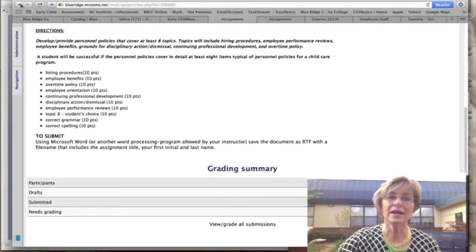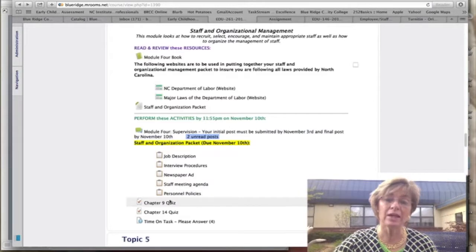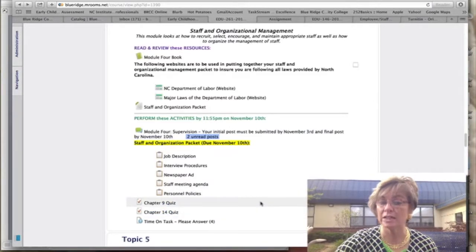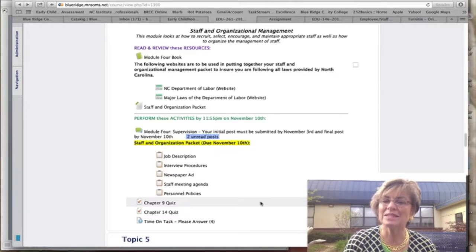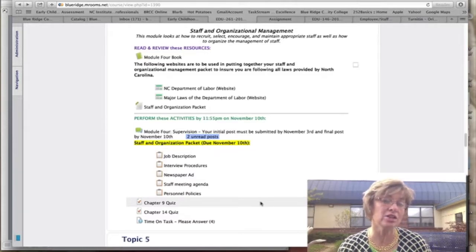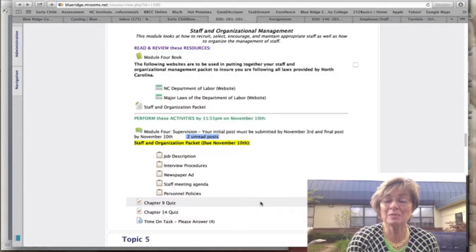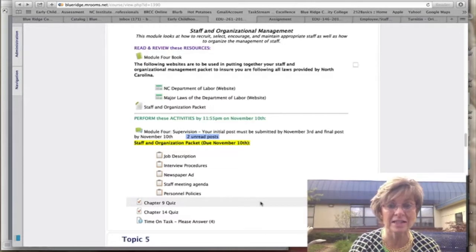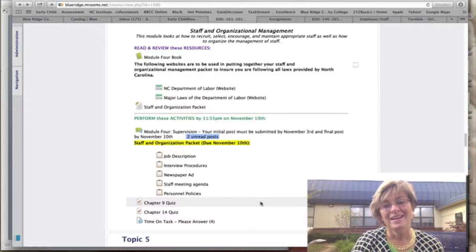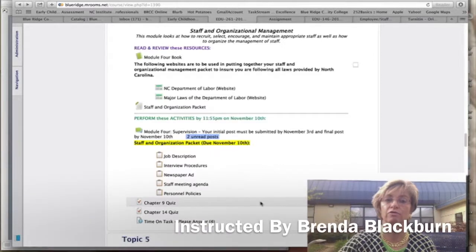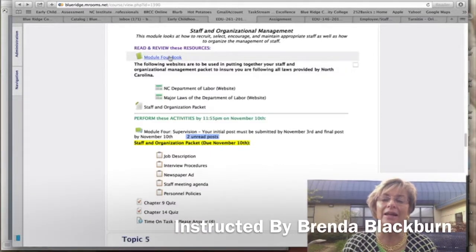Okay, so I think that covers Module 4. Again, remember, read Chapter 9, Chapter 14, and you have those quizzes there. So enjoy this. I think this particular module will be a little easier for some of you, especially because a lot of you already have job descriptions done or personnel policies done. Again, you can check many websites to find some help on all that, and look back on your book, the Module 4 book up here, and it has some good helpful hints for you as well.